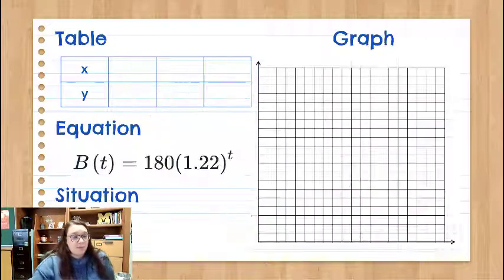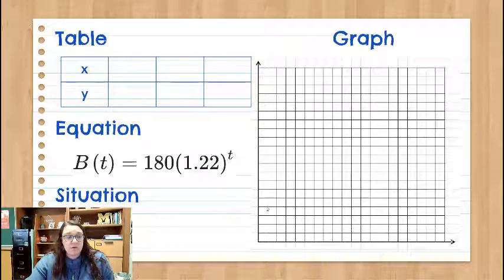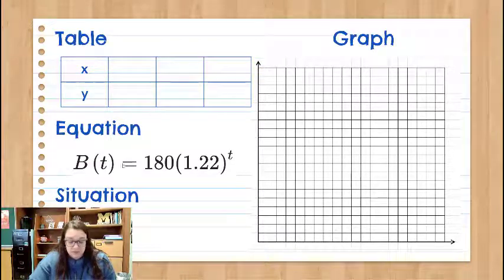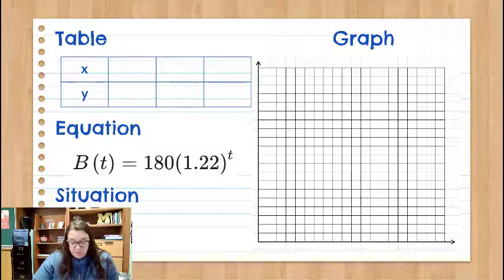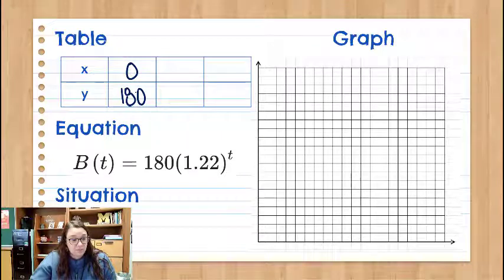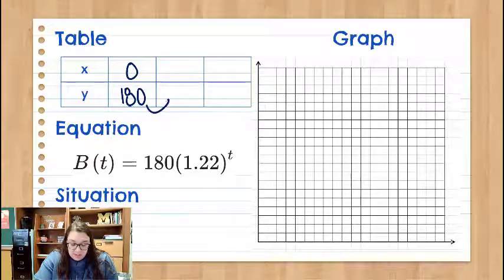Let's try another one. This time I'm given the equation, but I'm not given anything else. So let's use this equation to set up our graph. I know that I'm starting at 180 because it says so. That's the a term. And I'm multiplying by 1.22 each time, so I'm going up by 22% each time. So I can say times 1.22 for my first one, and then I'll do it again for my second one.